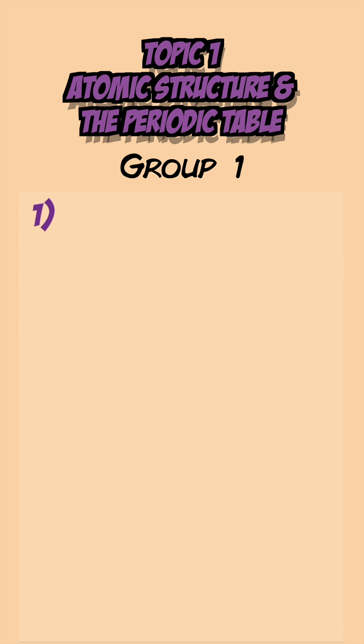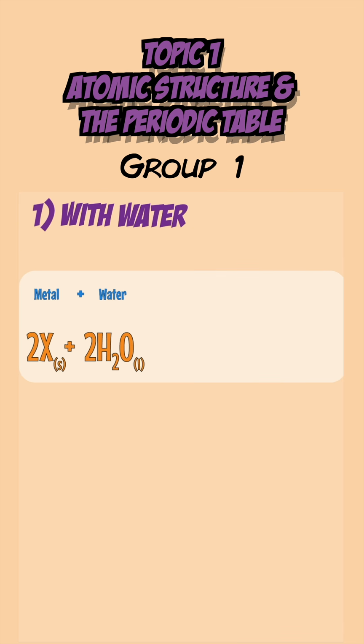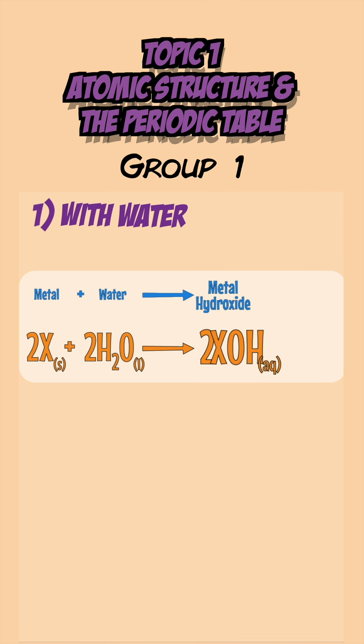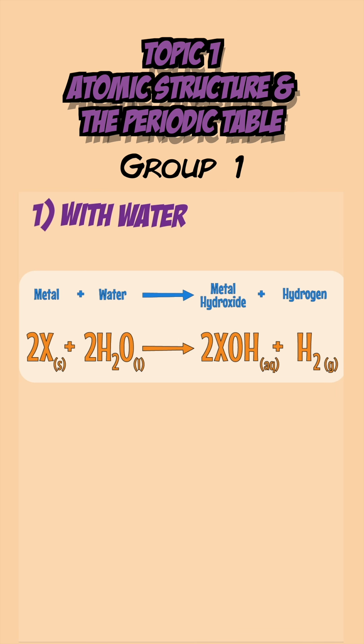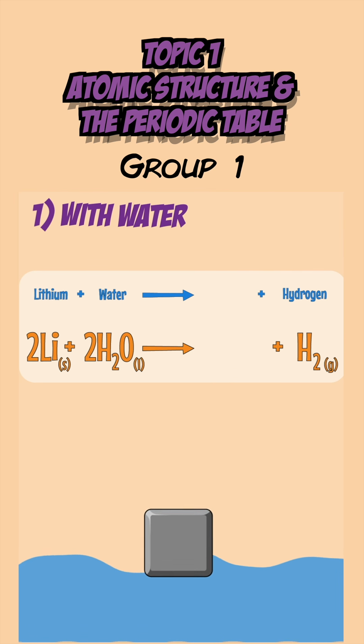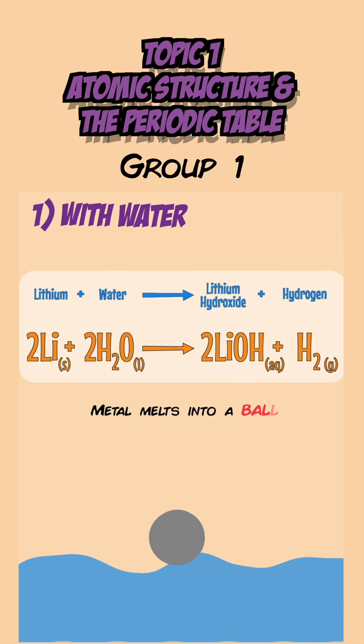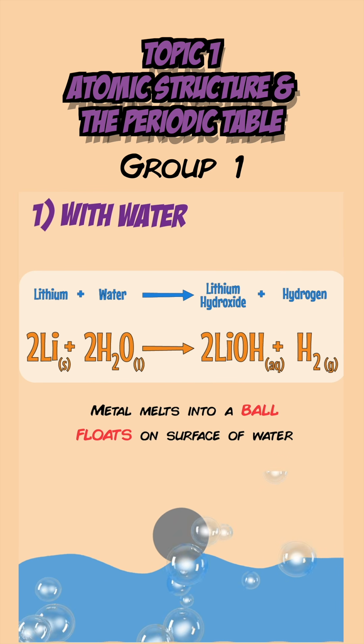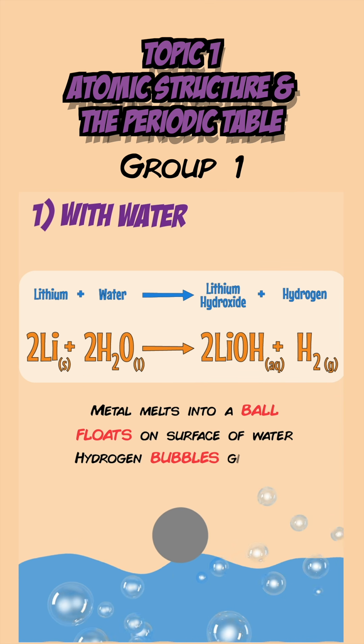The first is the reaction of the metal with water. When they react, the alkali metals form metal hydroxides and hydrogen gas. These reactions are very vigorous and even more violent as you go down the group. So for lithium, for example, you would see it melt into a ball and float around on the surface of the water with hydrogen gas bubbles being given off.